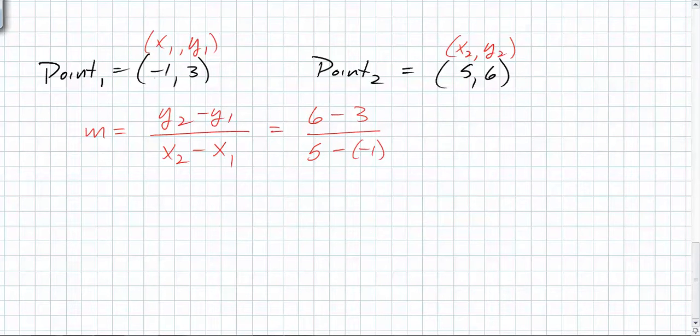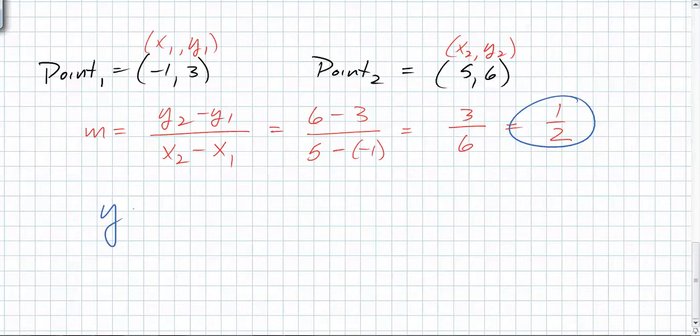Be careful of double negative. You have to subtract the -1. So it's going to be 3 over 6, which is 1/2. We now know the slope and 2 points, so this is even more information than we needed before, which gave us a slope and 1 point.